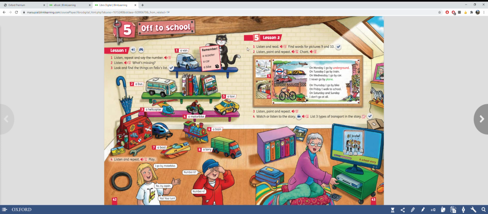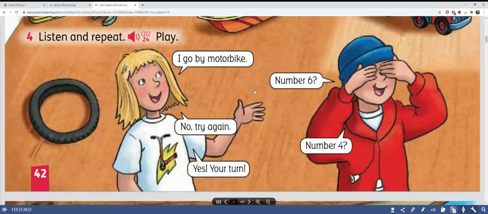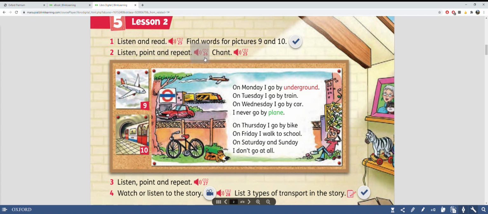After doing that, in lesson number 2, we have the following activity. We have to listen and read. Find the words for pictures 9 and 10. Here we have number 9 and number 10. And here we have the text.